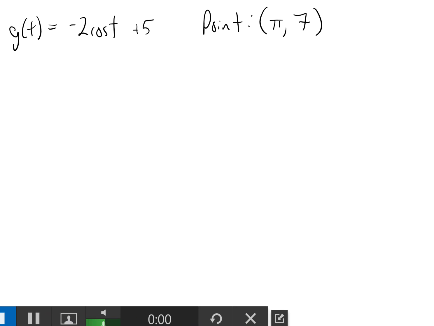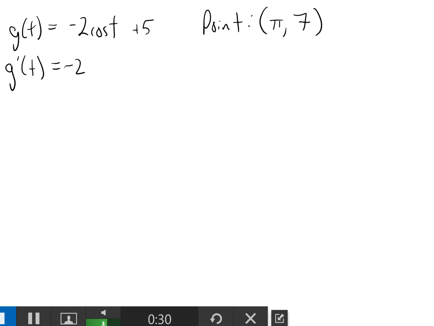Alright, let's find the slope of this line at this point. Okay, so I know if I would like to find the slope at any value of t, I would want the derivative of g of t. And so I can find the derivative of this.